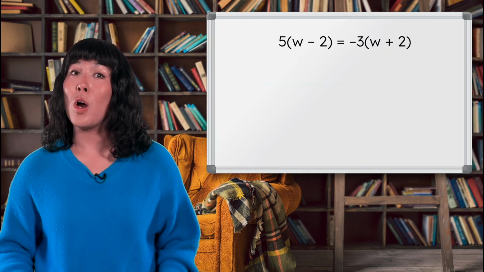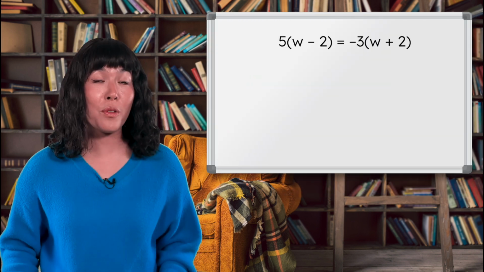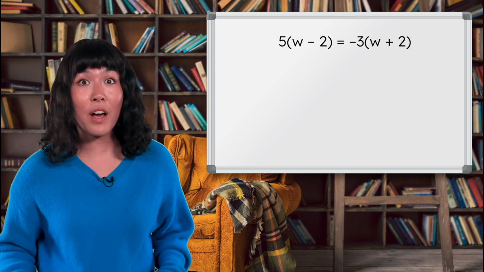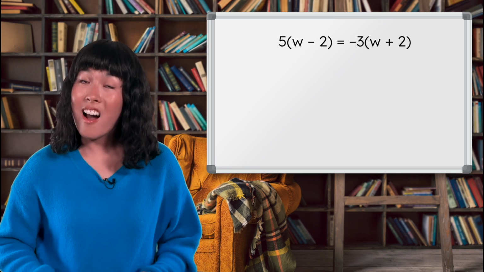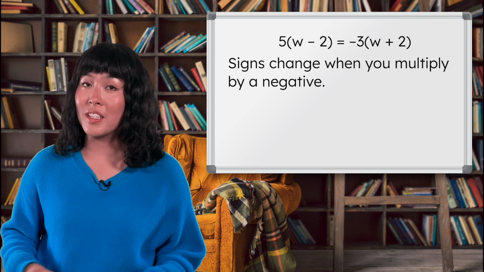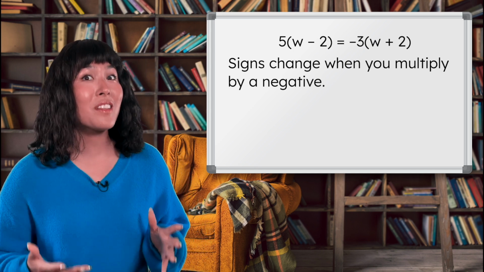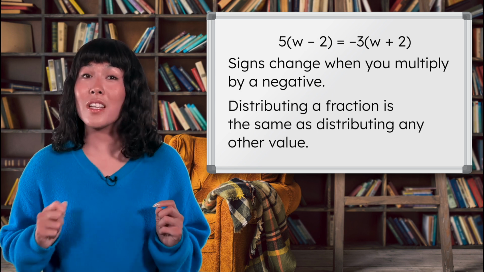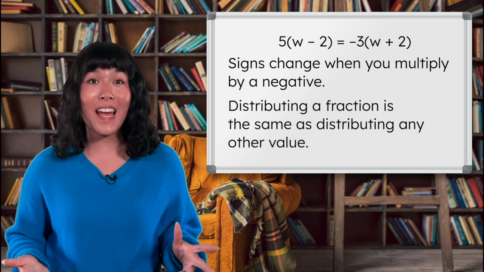Wow! Great work today on our biggest challenge yet. Today, we solved equations that needed simplifying on both sides. We also distributed some negative values, keeping a close eye on how our signs change when we're multiplying by a negative. Oh, and we flexed our fraction muscles distributing a fraction, which it turns out is just like distributing any other value.